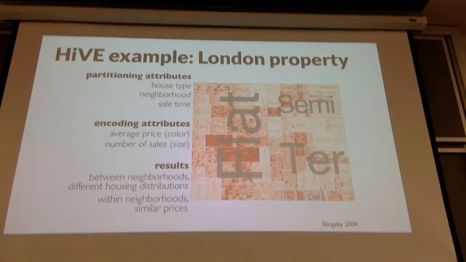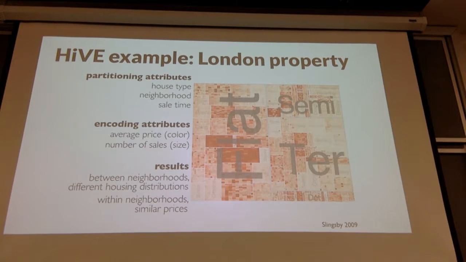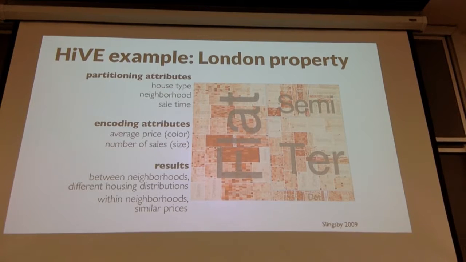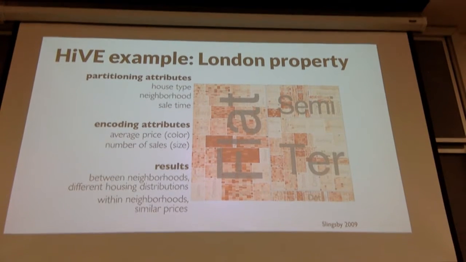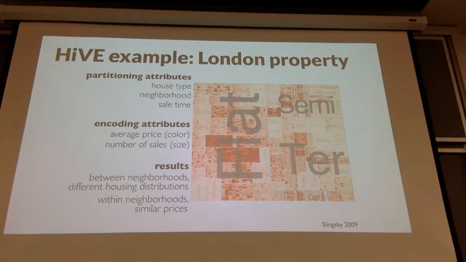Then there's a choice of encoding attributes. The average price here is encoded by color, and the number of sales in the particular area is shown as size. And so what we can do then is compare between neighborhoods, look at different housing distributions, and within a neighborhood we can also see where there are similar prices or where there are outliers. And of course it makes more sense to compare the flats being sold in Kingston than to compare flats with terraced houses being sold in Kingston. So that does make sense.